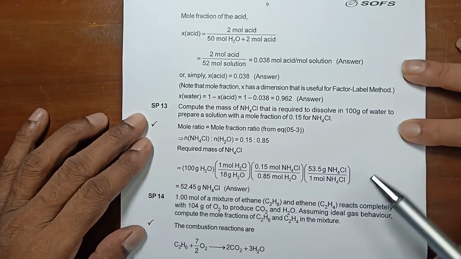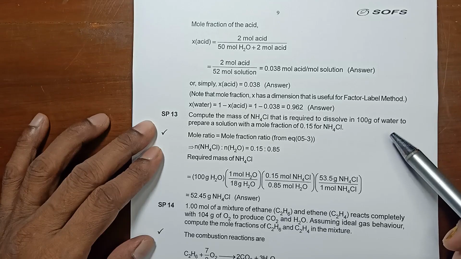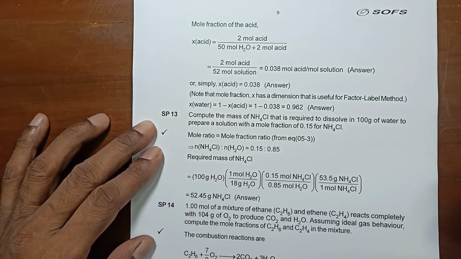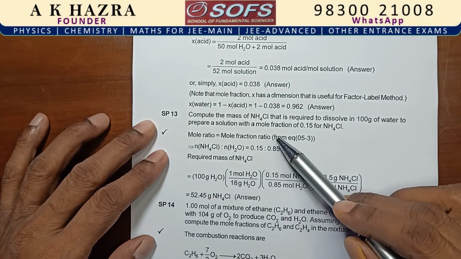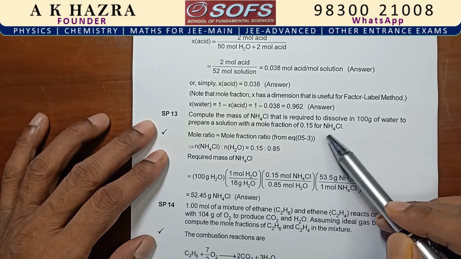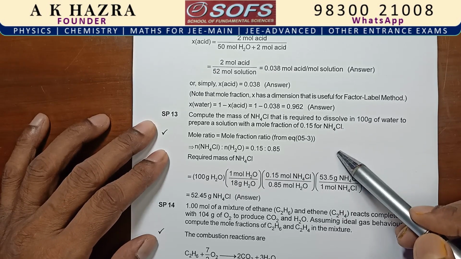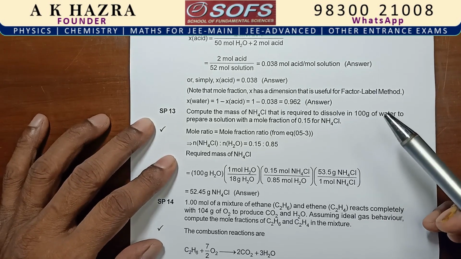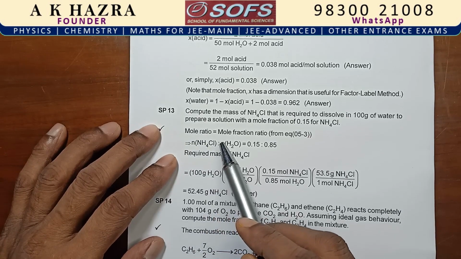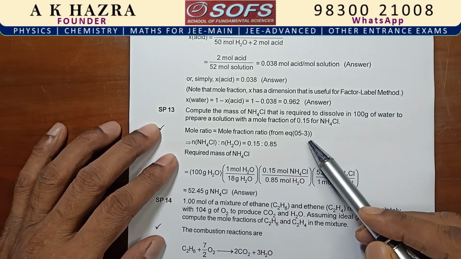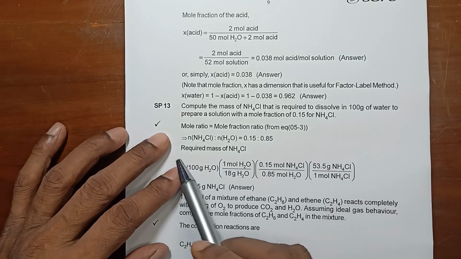SP03. We have to compute the mass of NH4Cl required to dissolve in 100 gram water to prepare a solution with a mole fraction of 0.15 for NH4Cl. The solution will have the mole fraction of NH4Cl as 0.15. Now solution. Already we have explained, mole ratio equals mole fraction ratio. Already you see equation number 053: mole ratio is equal to mole fraction ratio. So this implies mole ratio.